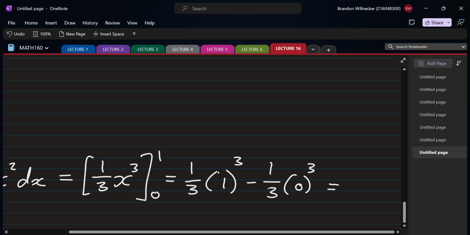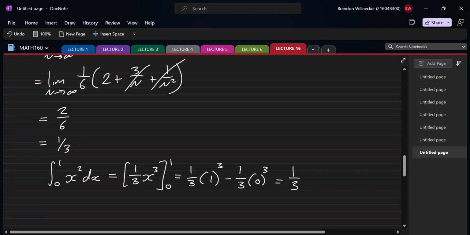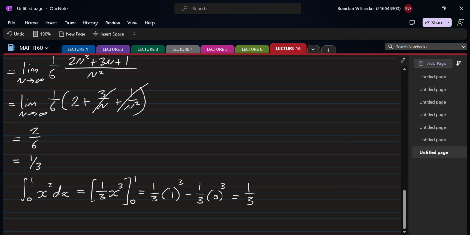Now the 1 cubed, that's 1, 0 cubed, that's 0. We get 1/3. Okay, and we get the same answer. So you see how much easier it is to use this FTC part 1 instead of doing all of that other stuff. Okay, so again, for the tutorials, please do the limit definition.